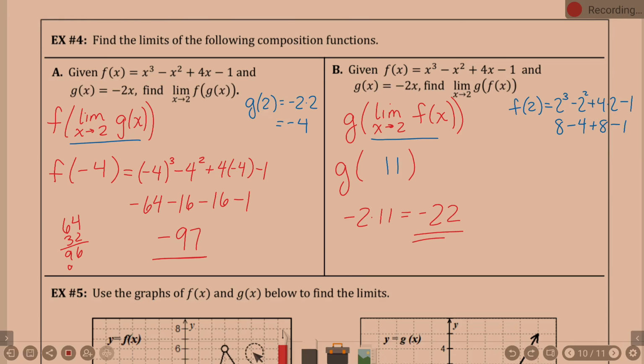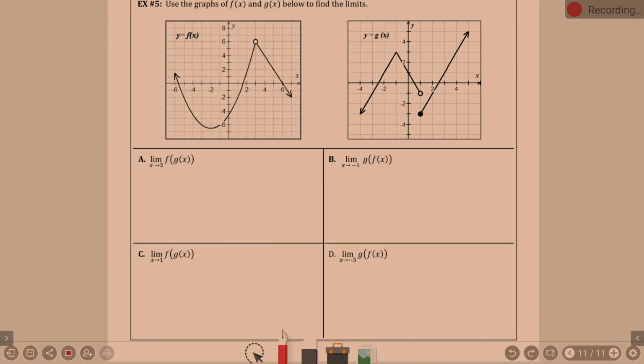Okay. Use the graphs of f and g. So we're back into using graphs to find the limits, and we're practicing the f of g and g of f stuff. Okay, your compositions. So f of the limit as x approaches 3 of g of x. So pay attention which graph you're on.